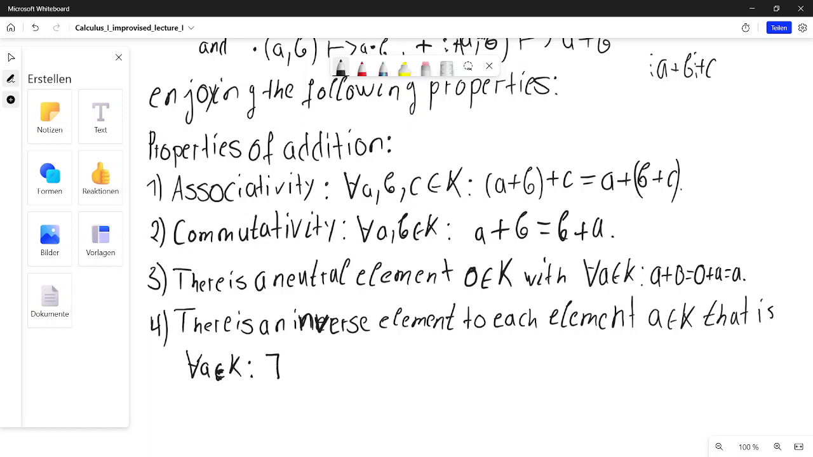For any element of K there exists an element, in other settings written A to the minus 1, element of K, such that... I'm using the notation from another setting. Of course, here just minus A. And you can guess already what its property has to be: A plus minus A is equal to 0, and because we have commutativity, we have that.